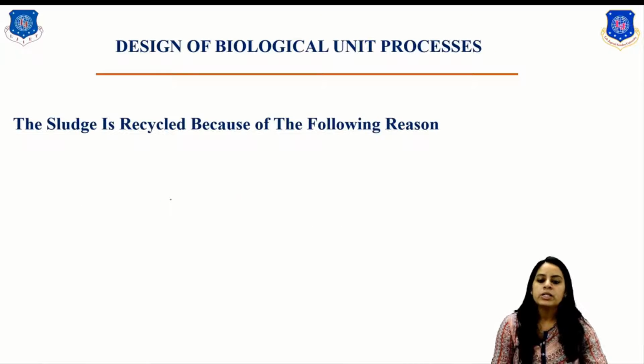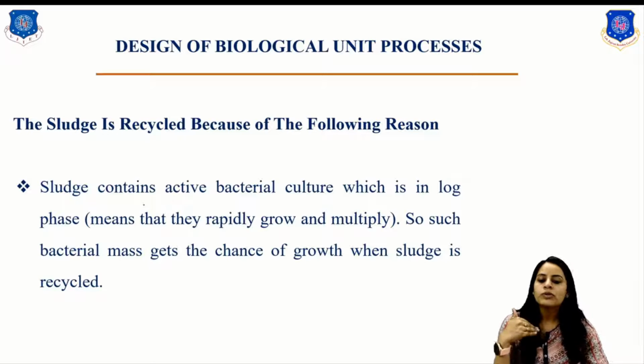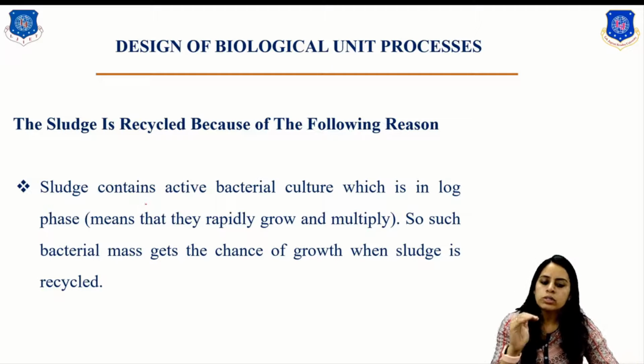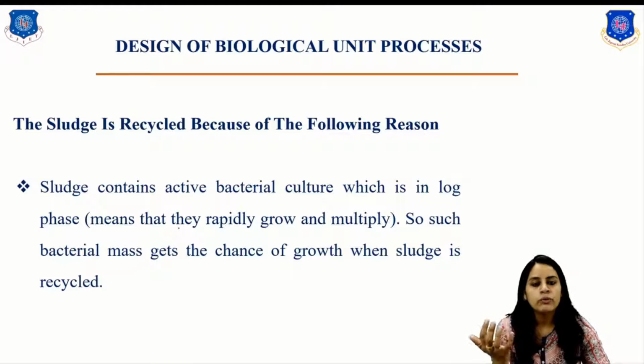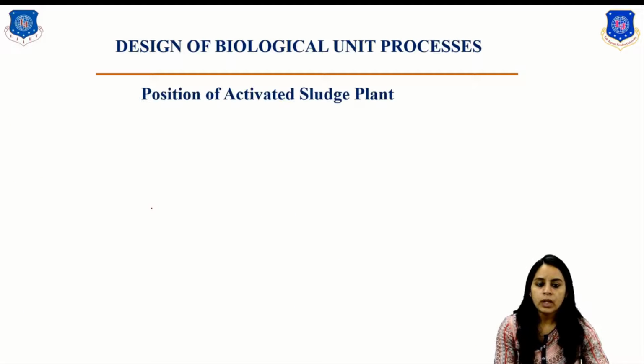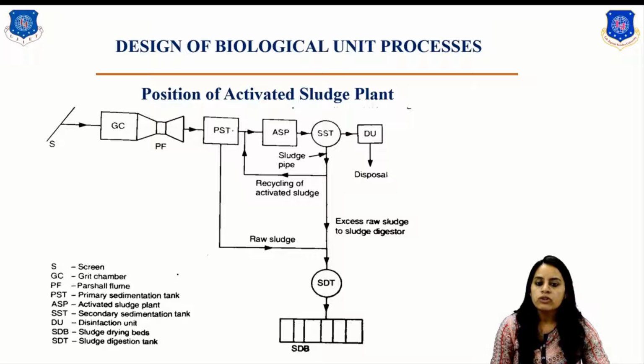Now, this sludge is recycled for the following reason. The first one is that the sludge contains an active bacterial culture which is in the log phase, meaning that they rapidly grow and multiply. Such a bacterial mass gets the chance to grow when sludge is recycled, and the addition of active bacterial mass through this sludge recycle expedites aerobic decomposition.